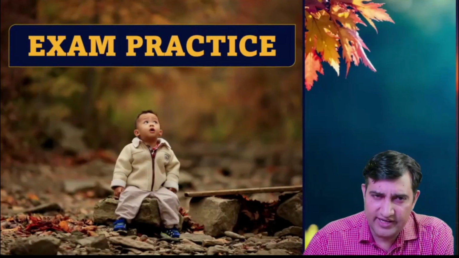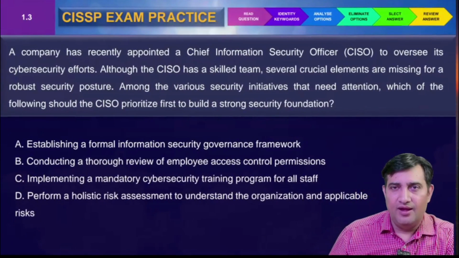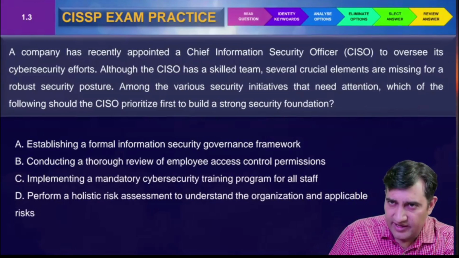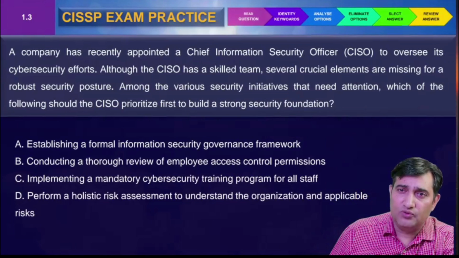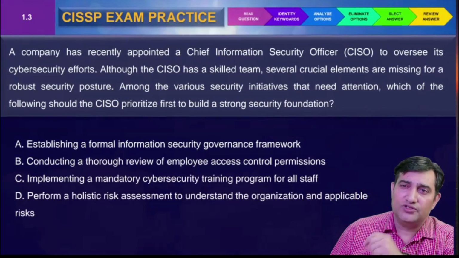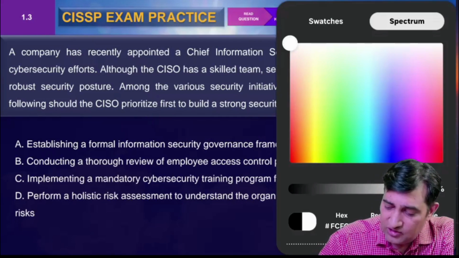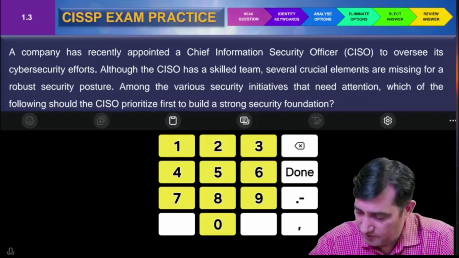Let me give you some challenge now and practice some questions. So here is question number 1. A company has recently appointed a CISO to oversee its cybersecurity effort. Although the CISO has a skilled team, several crucial elements are missing for a robust security posture. Among the various security initiatives that need attention, which of the following should the CISO prioritize first to build a strong security foundation? See, guys, what is the most important thing? As a CISO, he is going to set up the security posture, right? In this particular case, sorry about that.